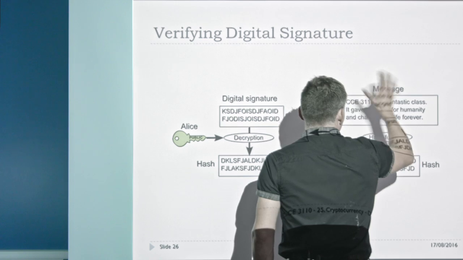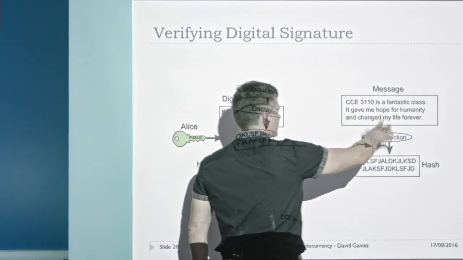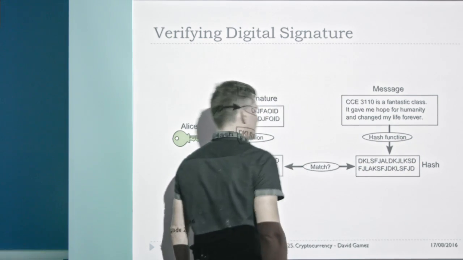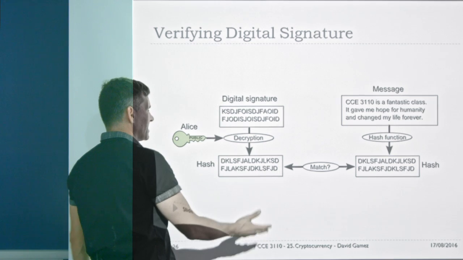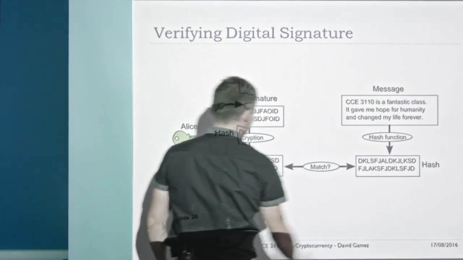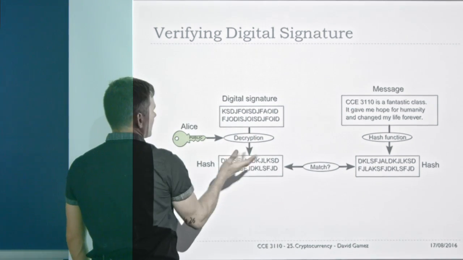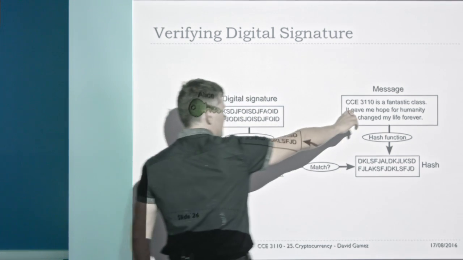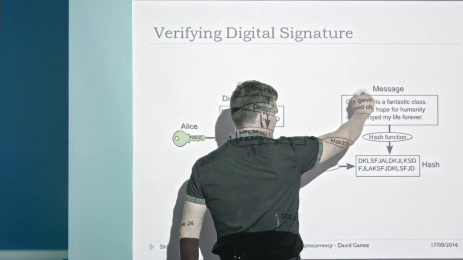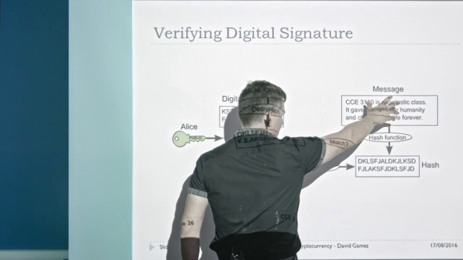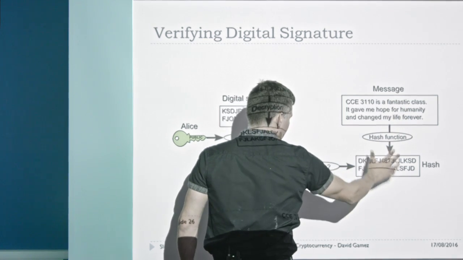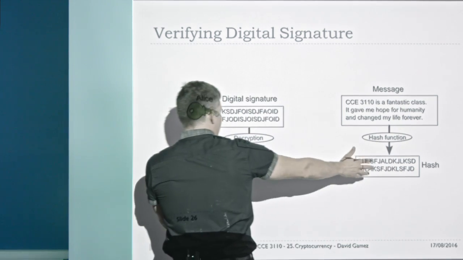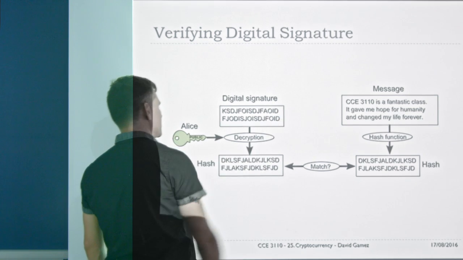Bob also has the text of the message, and so he can take a hash of that. If the message hasn't been changed, the hash of the message should match the decrypted hash, right? There should be an exact match here. On the other hand, if the message has been changed just a tiny bit, as we saw with cryptographic hash functions, that's going to lead to a radically different hash. There'll be a mismatch here, and therefore we can tell the message has been changed.